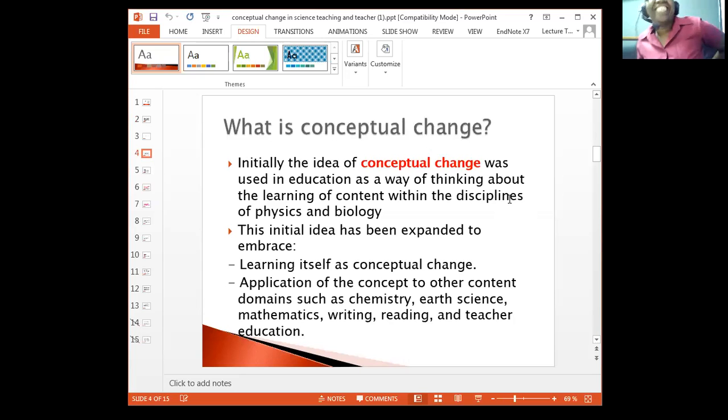Okay. All right. So the initial ideas about conceptual change, when it was used in education, it was basically just used in the disciplines of physics and biology. Well, today when we talk about conceptual change, we talk about it in all disciplines. Right? Learning itself can be viewed as conceptual change, because when learning has taken place, basically students will have changed concepts or extended concepts, etc. So we're going to be looking a little bit more at that.